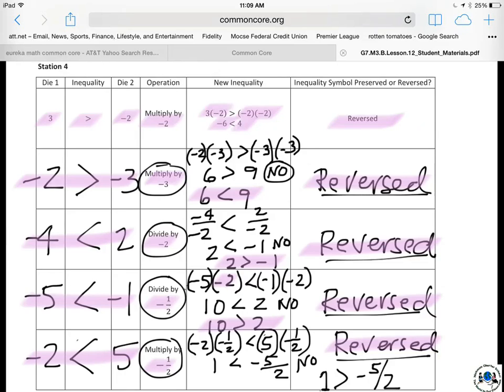Negative 2 is less than 5, but when both are multiplied by negative 1/2, we end up with 1 being greater than negative 5/2, or negative 2.5. Okay?